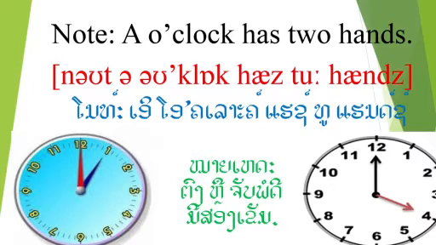In this lesson we are going to continue studying telling time. This lesson is Telling Time 12. The topic is about note: an o'clock has two hands. Note: an o'clock has two hands. Now you can see from the picture. Are you ready? If you are ready, let us go and see the details, and then practice by yourself as much as you can and build your understanding.